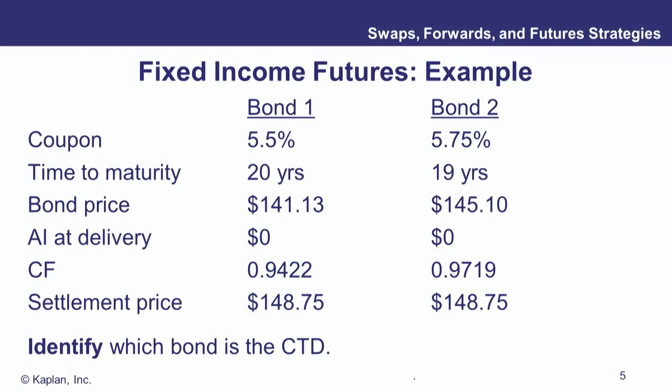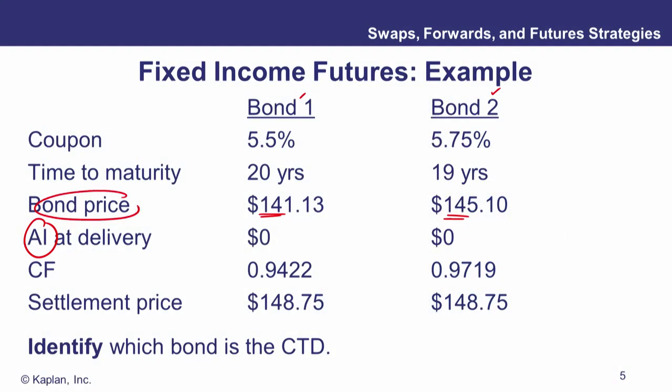There are two deliverable bonds here, and the short can choose which one they want to deliver. There's bond number 1 and bond number 2. Okay, they've got slightly different coupons and slightly different time to maturity at delivery of the contract, and therefore they've got slightly different prices as well. Now, accrued is always assumed to be 0 in this example.